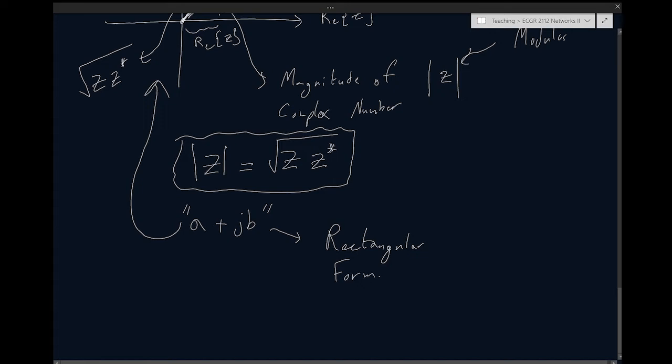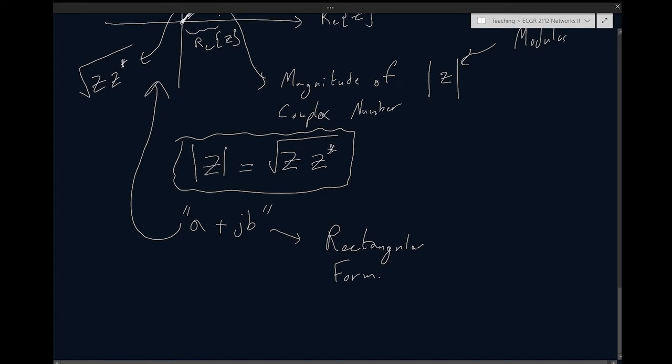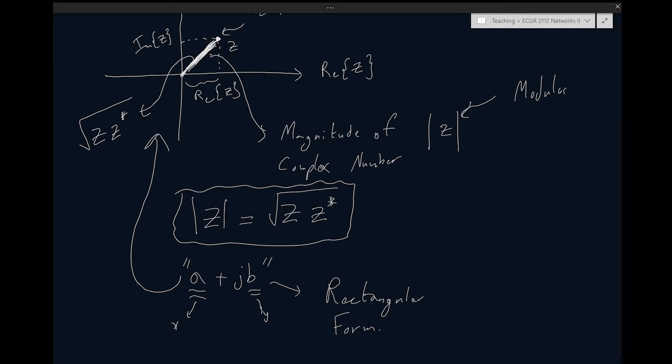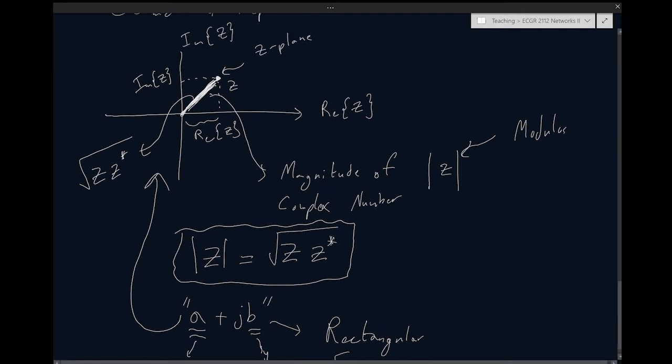It's the Cartesian coordinate form. So when we represent any complex number with its real part, which is analogous to the x coordinate, and the imaginary part, which is analogous to the y coordinate in a Cartesian system, we call this form of representing complex numbers the rectangular form.